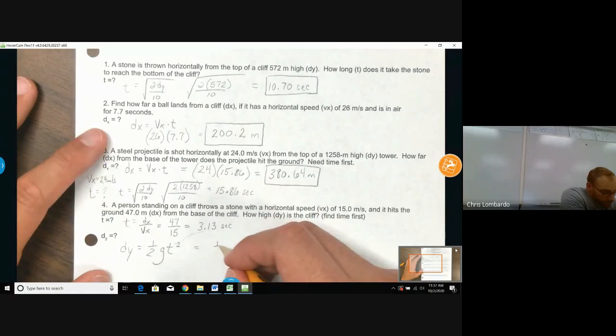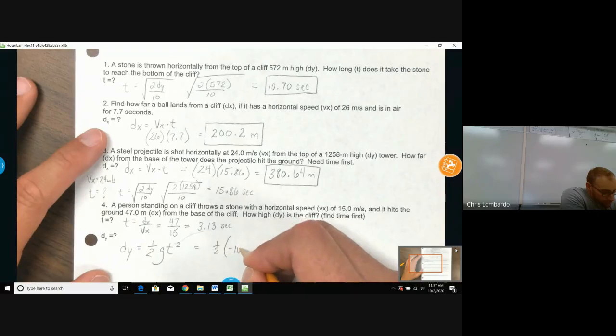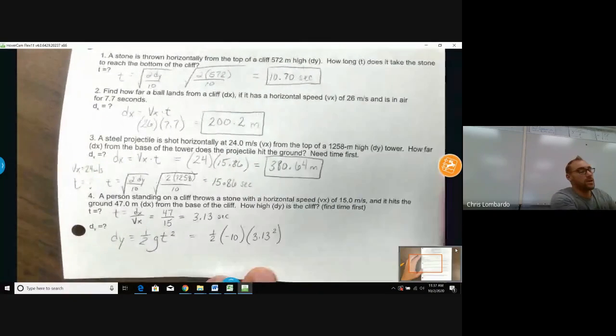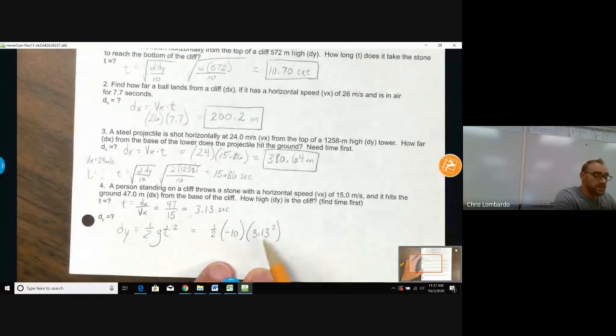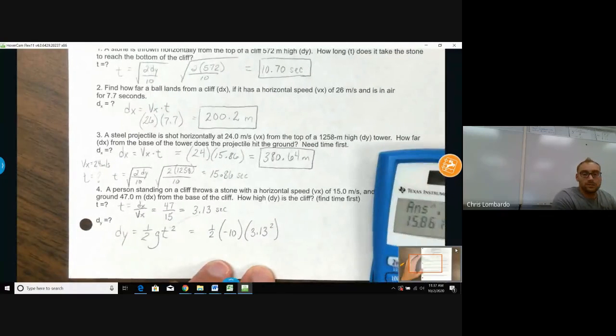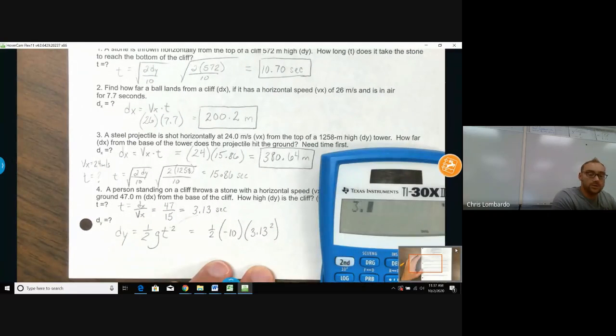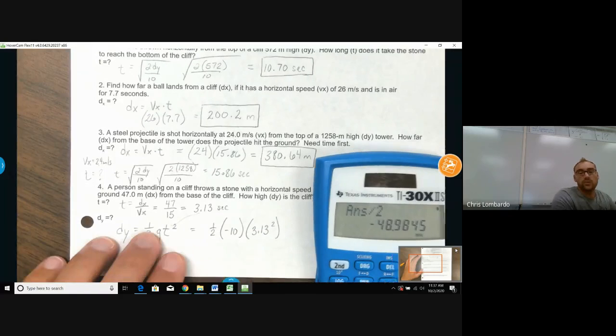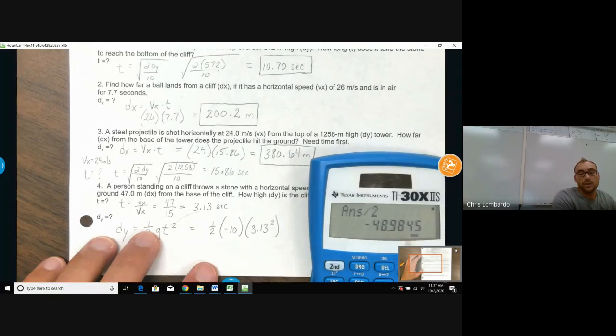So it's going to be 1/2 gravity. We're using -10 times our time squared. And when you're doing this, guys, please only square the T in the equation. So we're at 3.13 squared times -10 divided by 2. Get us cut in half. Now that kicks out an answer of -48.9845. We'll call it rounded to 2 decimals, so it'll be -48.98.